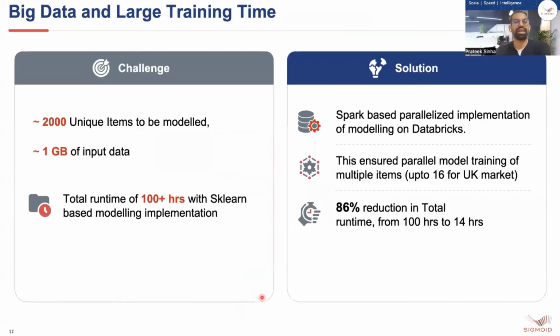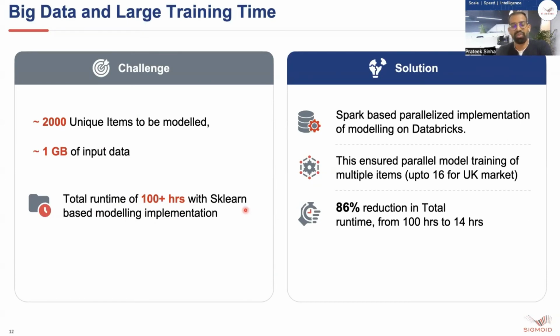Next, let us discuss one of the major challenge that we faced, because we were working with a large input data close to 1 GB and the unique items that we were modeling was 2000. Because of such a large data, the sklearn based modeling implementation had a runtime of 100 plus hours. This made the product being not so viable for business, and also it made experimentation slow.